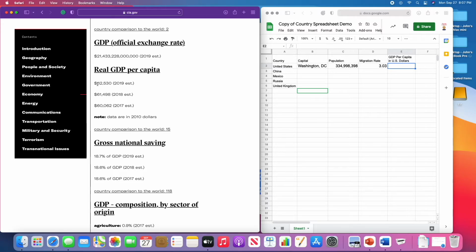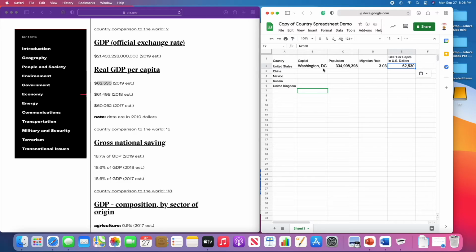In this case, we want the latest numbers, the 2019 estimate, and it would be $62,530. So we're going to copy that after we highlight it, and we're going to paste that in just like that. So that means every man, woman, and child in the United States, if they got an equal share of what the economy produced in 2019, they would receive $62,530. Now, obviously, it doesn't happen that way. Some people get more, some people get less.